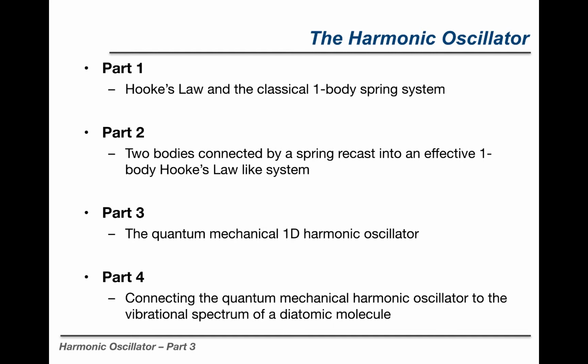The third part of our discussion of the harmonic oscillator is to now take lessons learned from parts 1 and 2 and apply them in a quantum mechanical framework using the Schrodinger equation. We started this in class already. In this video, I will outline some of the final take-home messages on the quantum mechanical treatment of the 1D harmonic oscillator. In the next video that I'll post, we'll wrap up the harmonic oscillator discussion by connecting all of these points to the vibrational spectroscopy of diatomic molecules.